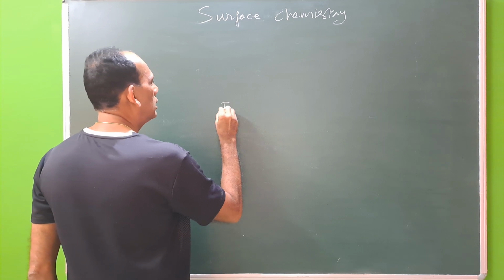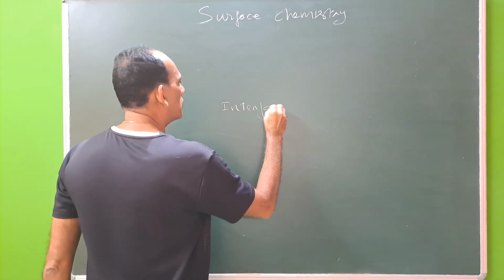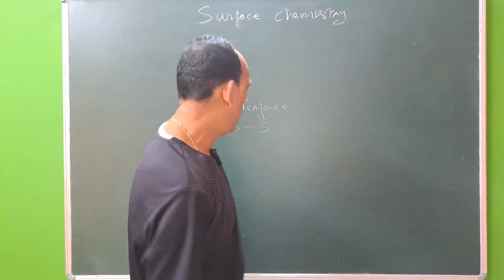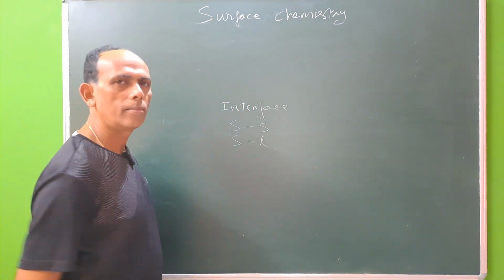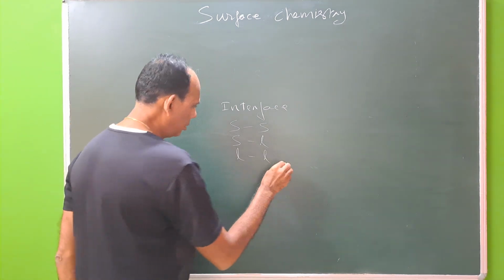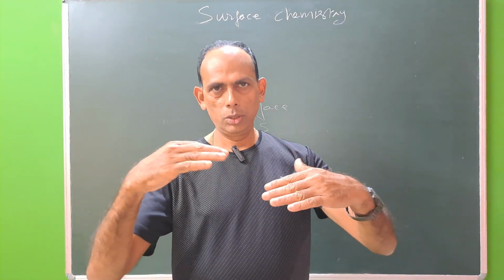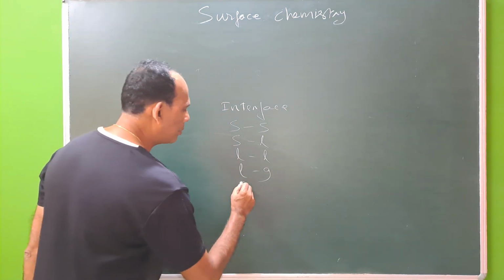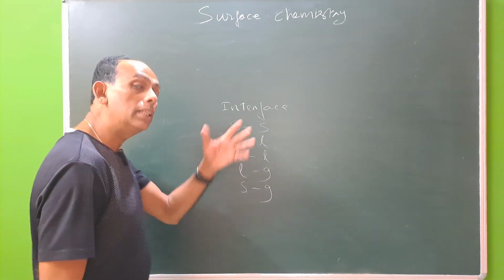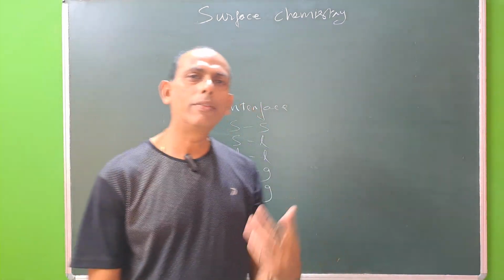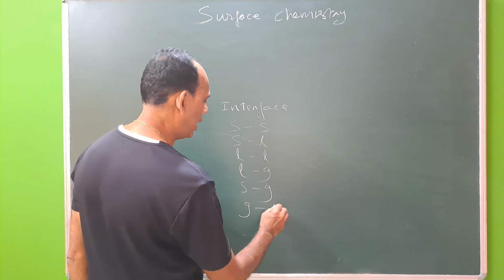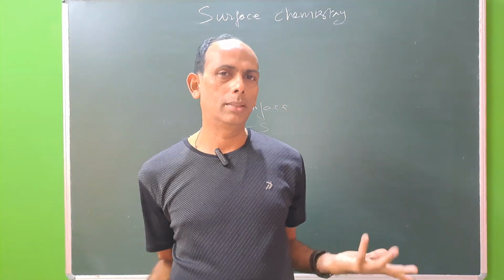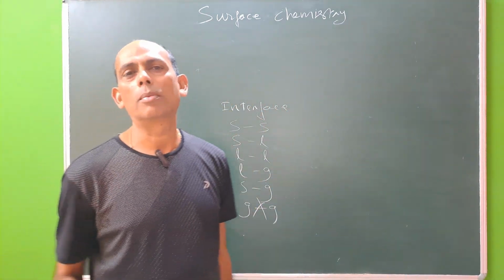Now understand this, it's an interface between a solid and a solid, that's a surface. Interface between a solid and a liquid. Interface between two liquids, provided they are not miscible. Interface between a liquid and a gas. Interface between a solid and a gas. These are the interfaces that we are talking about. There is no interface between a gas and a gas, you don't find an interface. There is no distinct surface between two gases. So these are the interfaces that we are talking about.